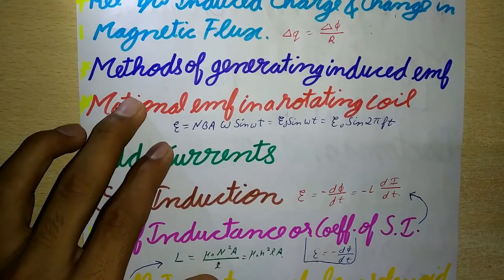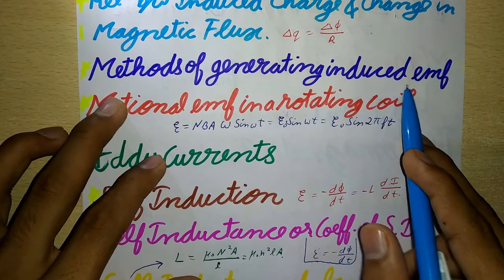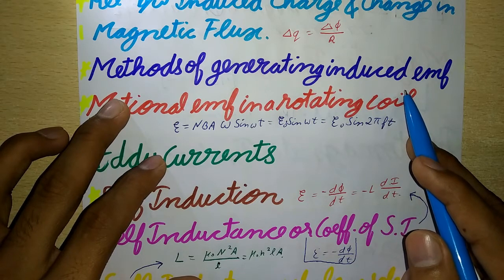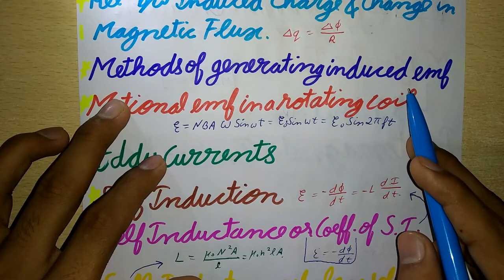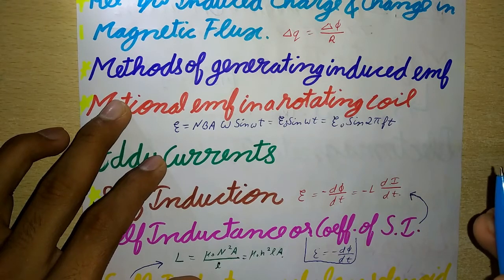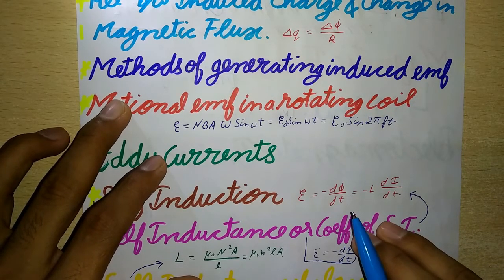Now next is methods of generating induced EMF. As phi is equal to BA cos theta, the magnetic flux linked with a loop can be changed, and hence induced EMF can be produced by three methods. First is by changing the magnetic field B, second is by changing the area A of the loop, and third is by changing the relative orientation theta of the loop and magnetic field.